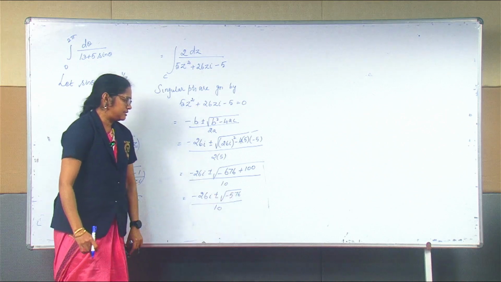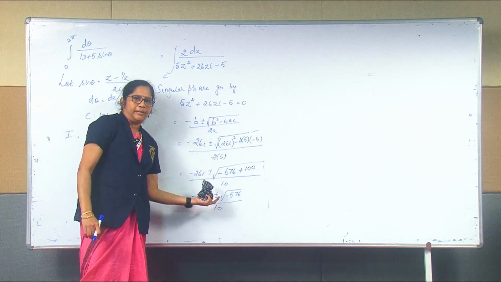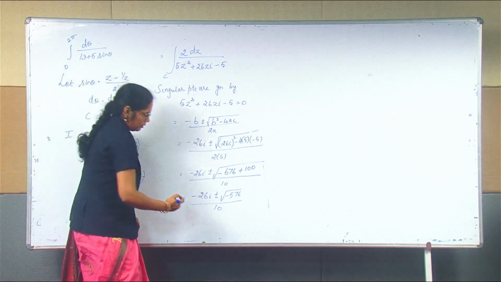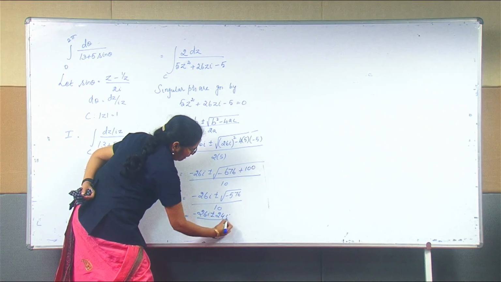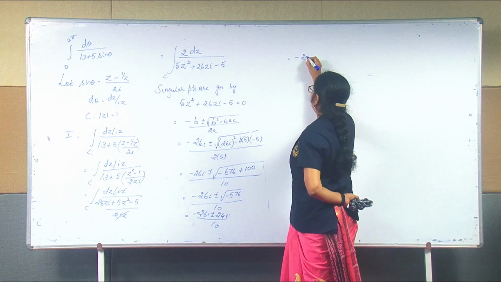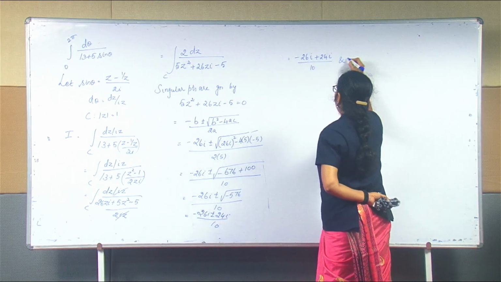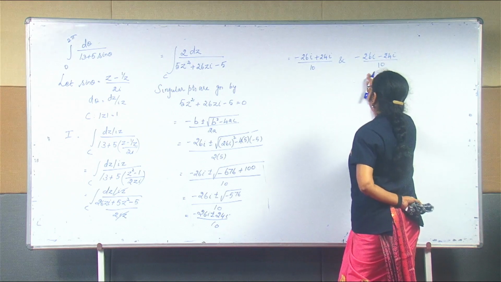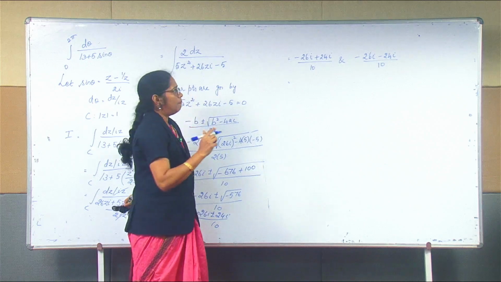576 is the square of 24. Since a negative is inside the square root, it can be calculated using the fact that root of minus 1 is i. So this is minus 26i plus or minus 24i, by 10. What are the two numbers? This can be written as minus 26i plus 24i divided by 10, and minus 26i minus 24i divided by 10. Okay, the first one: minus 26 plus 24 is minus 2i.